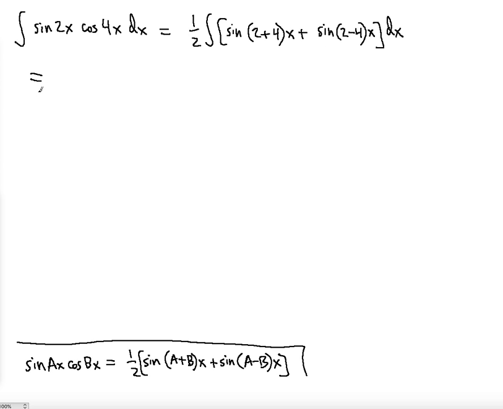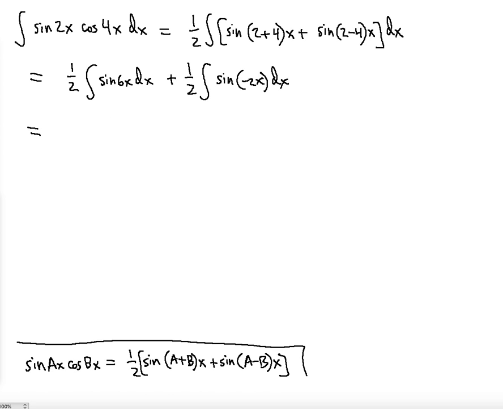Not that it would make a huge difference, but it just looks better to deal with one trigonometric function. So then it's straightforward: 1/2 multiplies the sine of 6x dx, and I'm splitting this into two integrals, plus 1/2 sine of negative 2x dx.